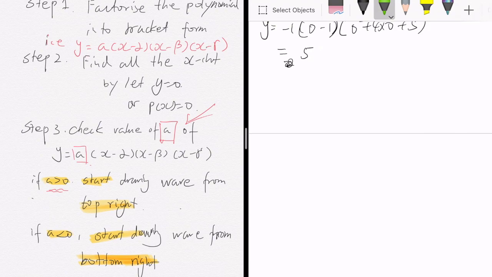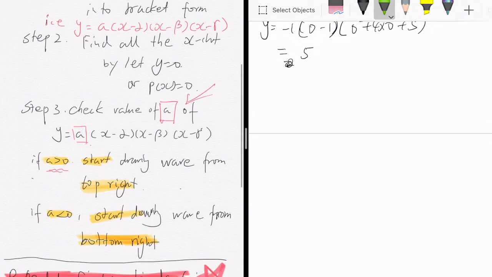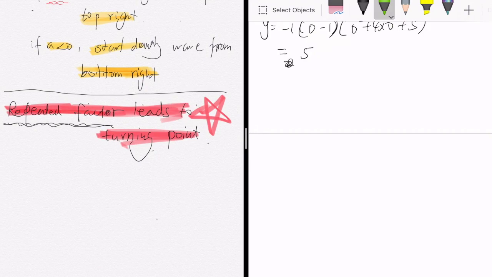So far we have finished the first success criteria. You need to be very familiar with these 3 steps to draw the graph. Now the next success criteria is repeated factor. You need to know that a repeated factor leads to a turning point. So what does repeated factor mean? One example can help you. Let's do example 26.